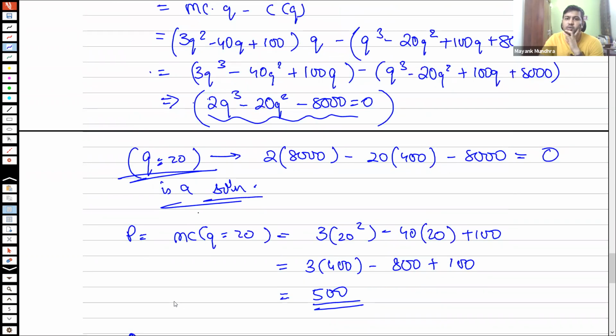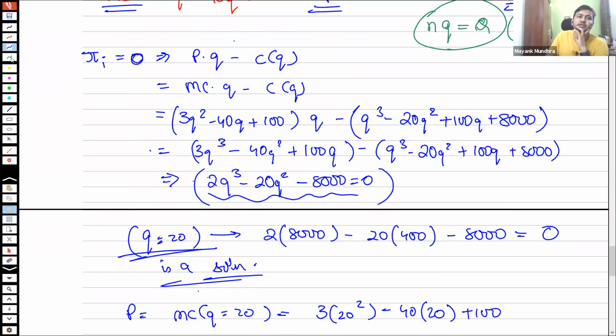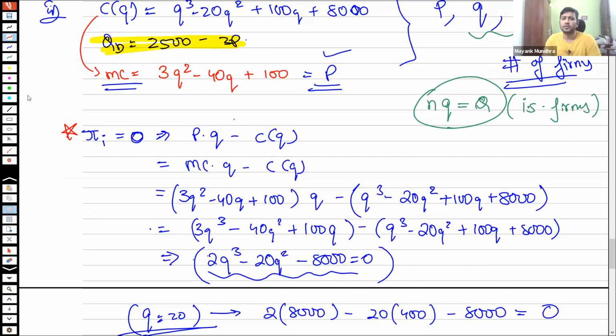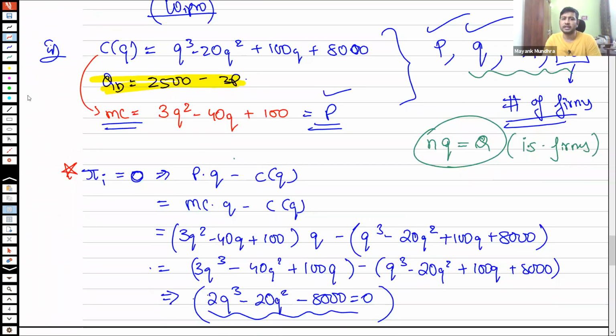One new thing here is making the profit function simple. Generate the profit function and make it simple. Always remember that in a competitive market, the profit of each firm is going to be simple. This is true only for a competitive market.